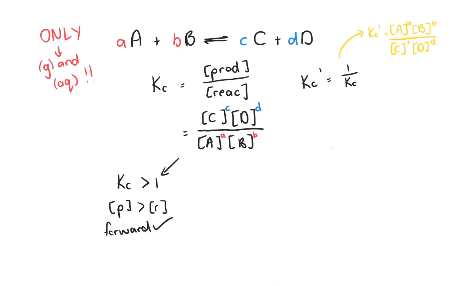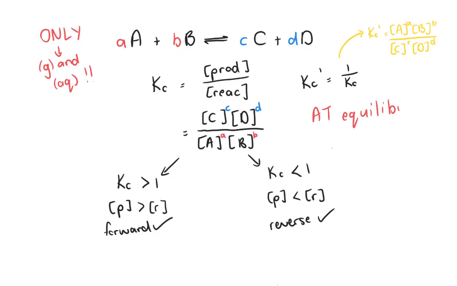But if I have a Kc that is smaller than 1, it means that the products are less than the reactants. This value over here is smaller than the value over here, which means that my equilibrium lies to the left, which means my reactants are favored, which means my reverse reaction is favored. So if I have these concentrations, remember this is at equilibrium. Very, very important.